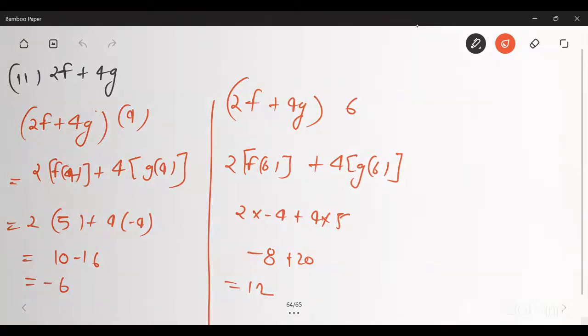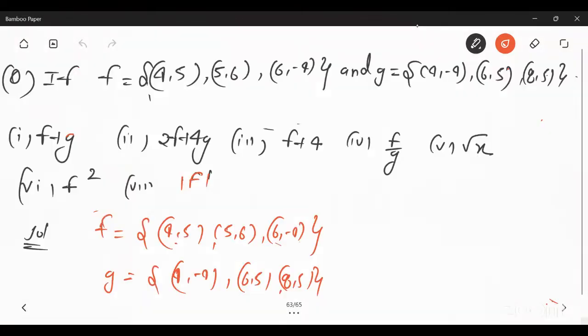Similarly, you can solve all the parts: f plus 4g, you can solve f upon g, you can solve under root f, next f square, and last one mod f. Okay. So that was your answer and that was your homework. If you didn't solve, then you can write in the comment box. I will solve in the next part.